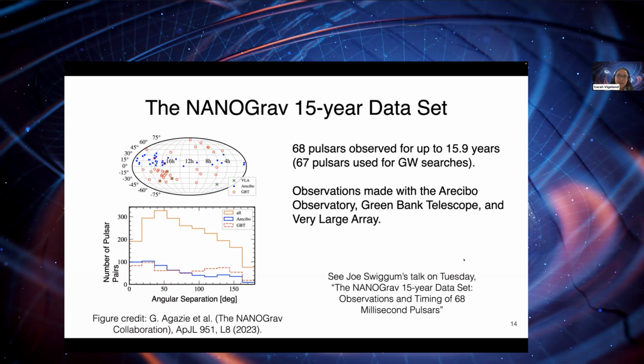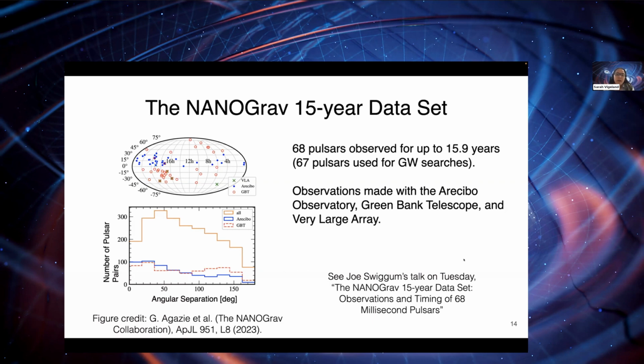On the left, I'm showing some visual representations of the pulsars. On the top, the sky positions of the pulsars, with the telescope or telescopes that observe them indicated by the marker. Most pulsars are observed with either Arecibo or Green Bank, but some pulsars are observed with multiple telescopes, only a few though. Okay.